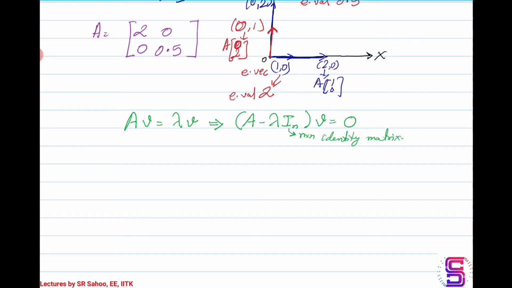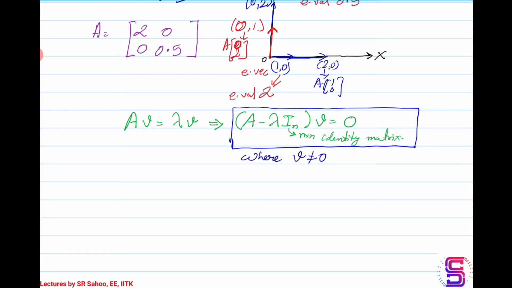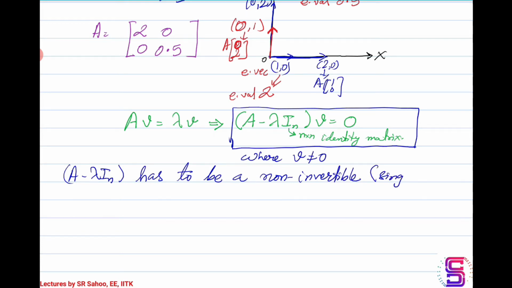Now if this particular relationship here has to be true, where v is not a zero vector, then A minus lambda In has to be non-invertible, or what we call a singular matrix.